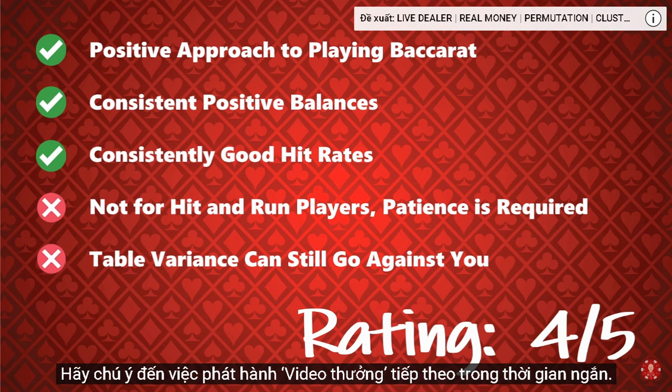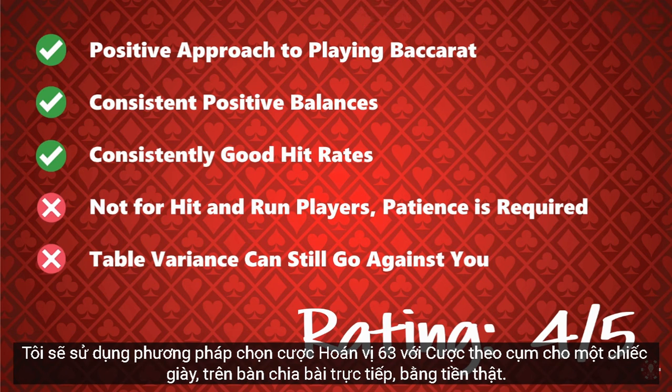Watch out for a follow-up bonus video releasing shortly. I will be using the permutation 63 bet selection method with cluster betting for 1 shoe on a live dealer table with real money.